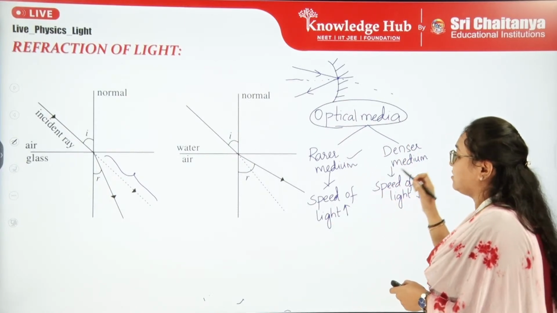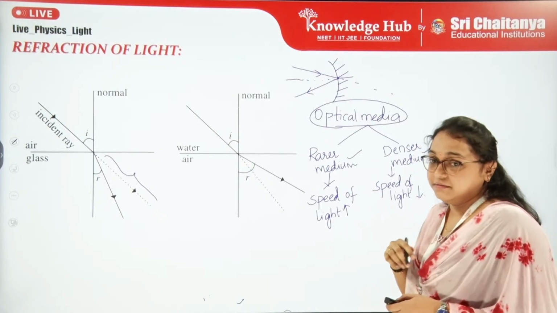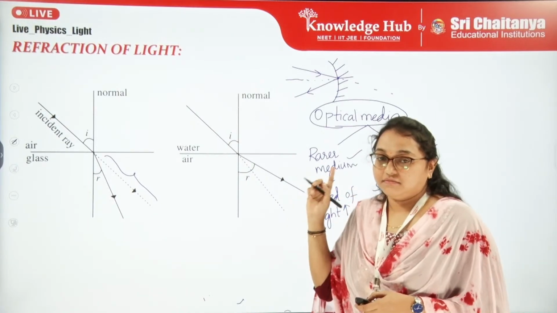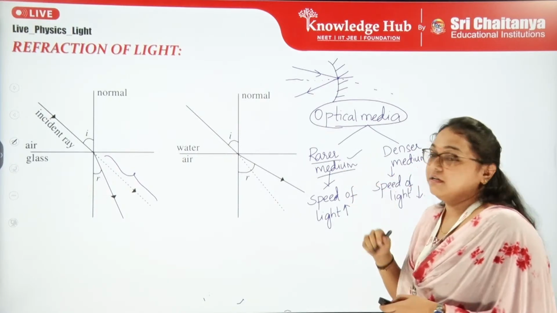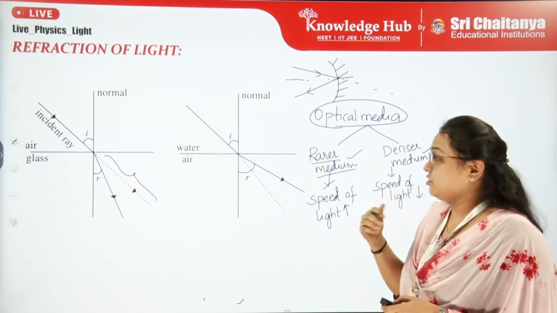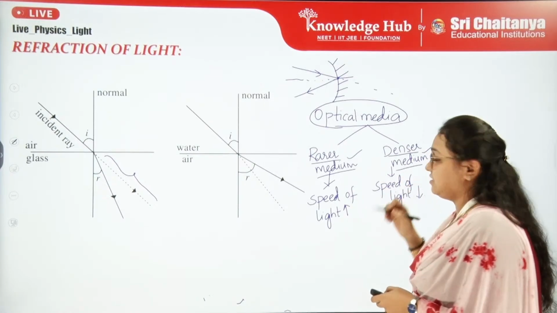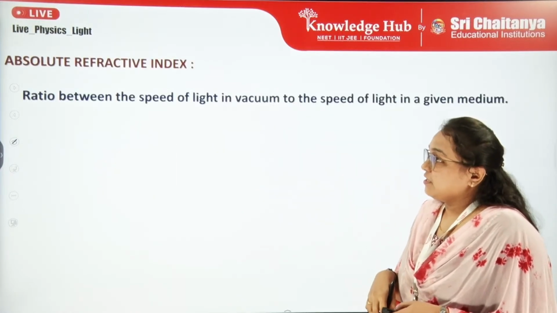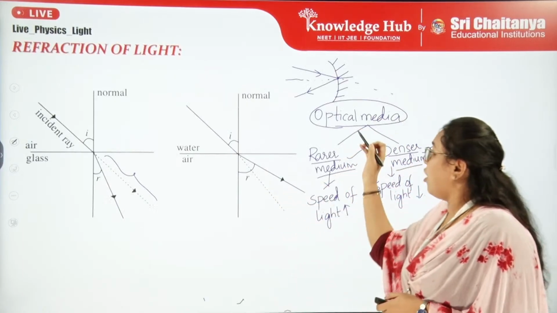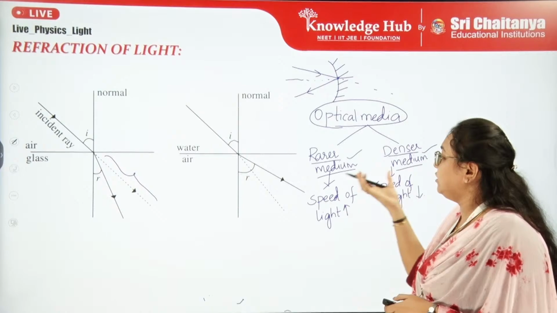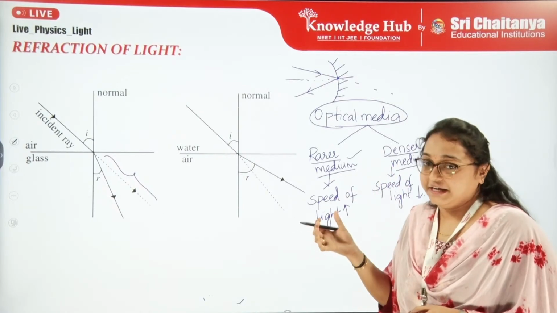One is optically rarer medium and the other is optically denser medium. In the first medium, that is the rarer medium, the speed of light is more, and in the next medium, the speed of light is less. So this is the optical density of a medium. Whatever we are talking about is optical media, that means we are indirectly talking about the optical density of a medium.